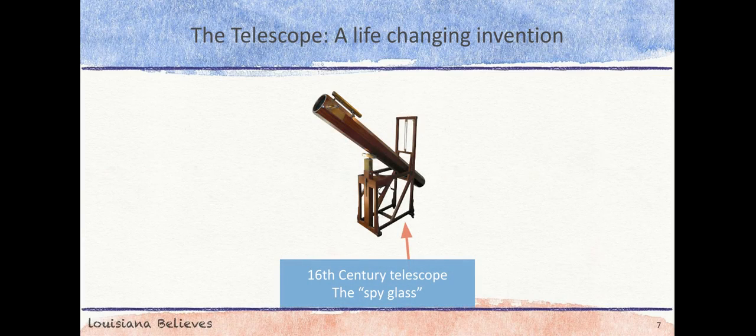Perhaps the most important of all of Galileo's contributions was his improvements to the telescope, or the spyglass, as it was called. Galileo's improvements allowed the universe to be seen as it had never been seen before. This led him to discover something extraordinary.